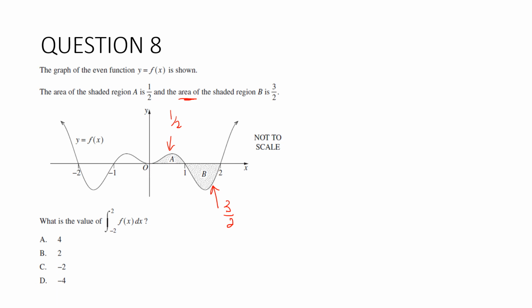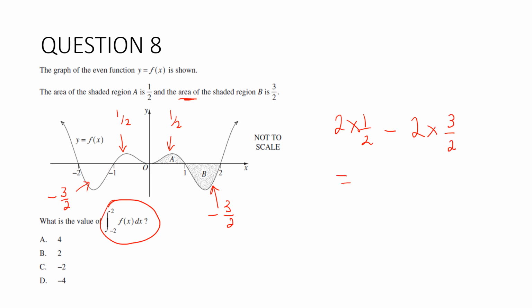All right, so we know that this part here is going to be 1/2, and this one here, the area will be 3/2, but we don't want the area, do we? We want the integral. So that's going to be negative, and that's going to be negative. So we have got 2 lots of 1/2 take away 2 lots of 3/2. So 2 lots of 1/2 is 1, take away 3 is -2. The answer is C.